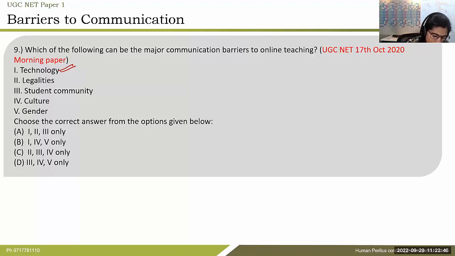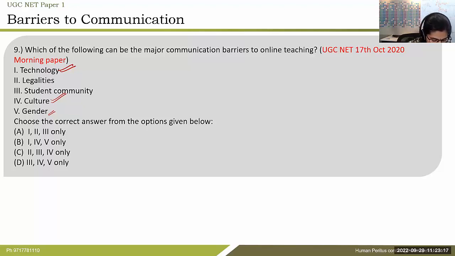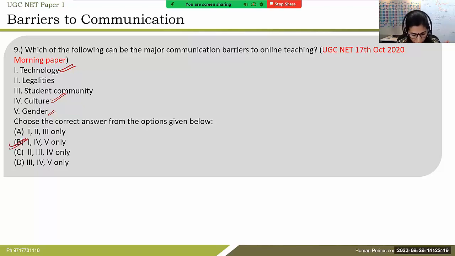Culture, yes, culture becomes a communication barrier. And next is gender. Obviously, if you are a male teacher or a female teacher, or if the listener or the receiver is a male or a female, then sometimes the communication can become biased in receiving the message, and you can add other psychological barriers also in that. So technology, culture, and gender, that is 1, 4, and 5, is the correct answer here, which is option number B. Let us do the next question.